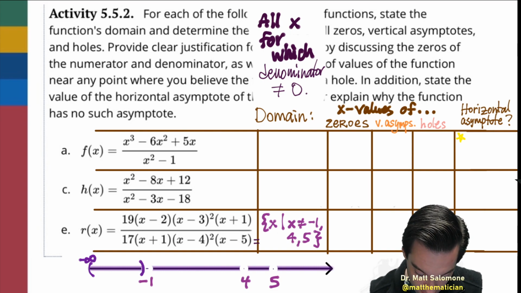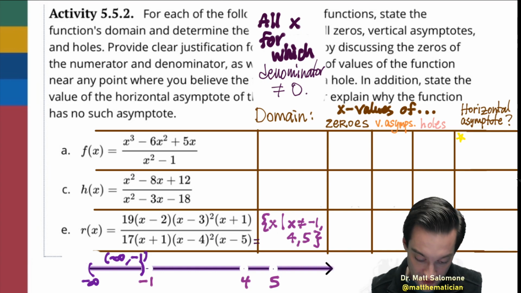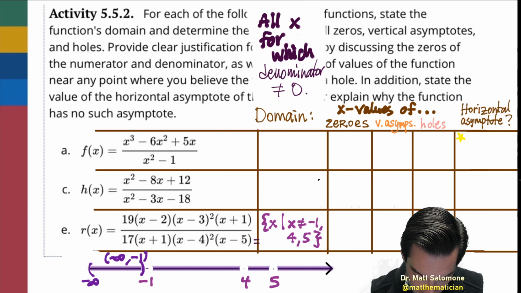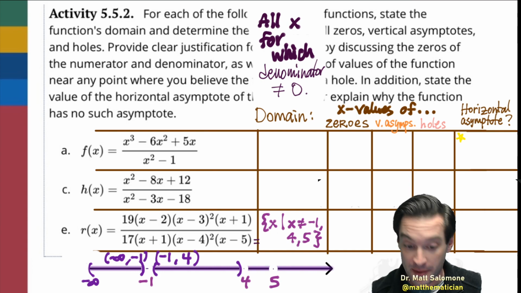So if you're keeping score at home, and you should be, from minus infinity to minus 1, we would call this interval minus infinity, comma, minus 1, with parentheses on both ends, because again, we're not including negative 1 in the domain. And then this next piece, we would call negative 1, comma, 4, again with parentheses on both sides, because we're not including negative 1 or positive 4 in my domain.